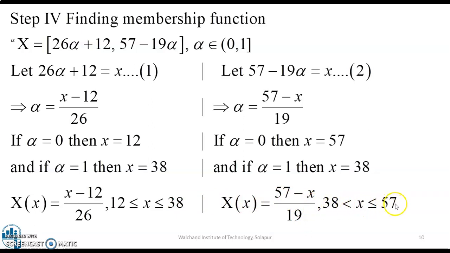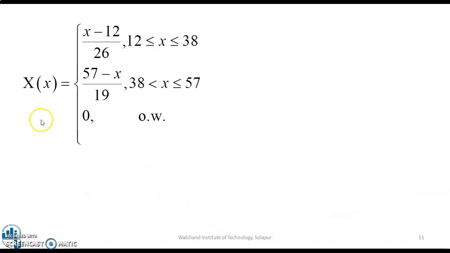Now combining these two equations in a single equation, we can write the membership function as capital X of x is equal to x minus 12 upon 26, where the range for x is from closed 12 to closed 38, and the second stage is 57 minus x upon 19, which is from open 38 to closed 57, and for the remaining range it is 0.